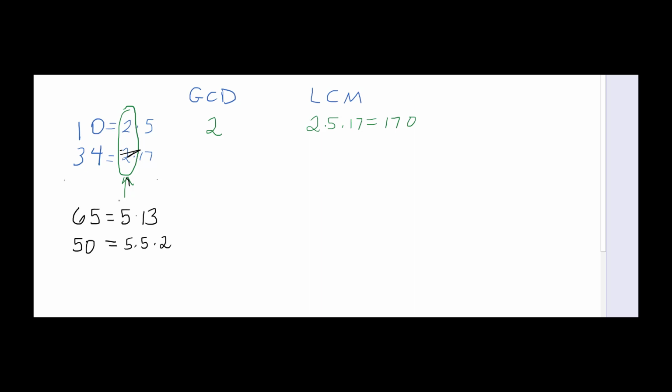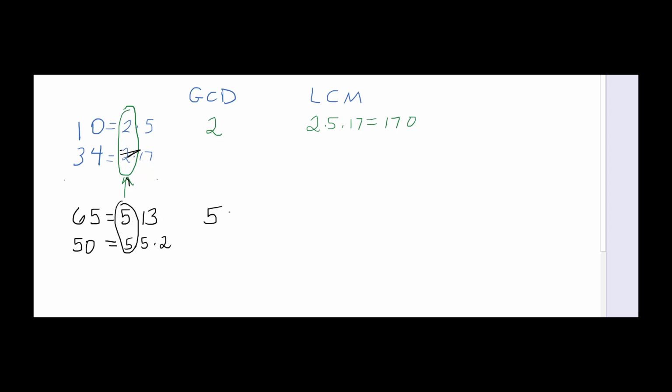So as we mentioned, the greatest common divisor, what do they have in common? And they can have more than one of these in common. Like if there was another 5 up here, then it would be 5 times 5. But there was only one value they have in common.